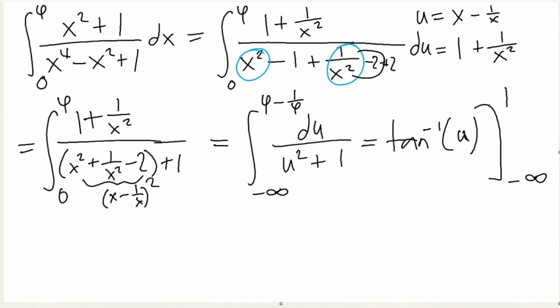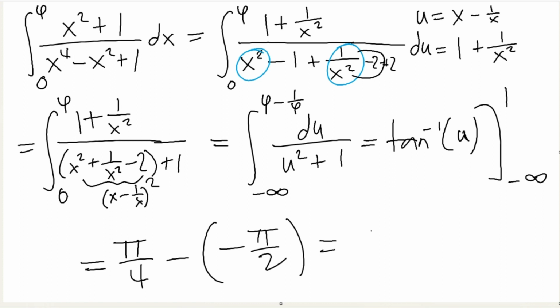And so now we plug it in. This is equal to inverse tangent of 1, that's pi over 4, minus negative pi over 2. So pi over 4 plus pi over 2, which is 3 pi over 4.